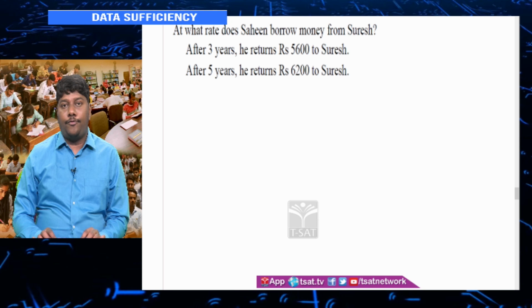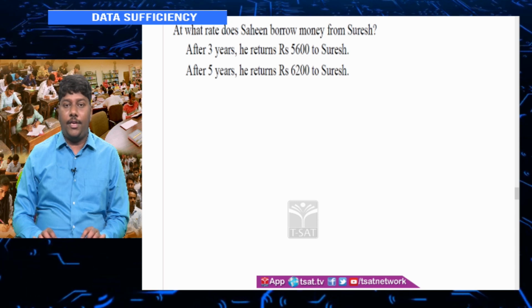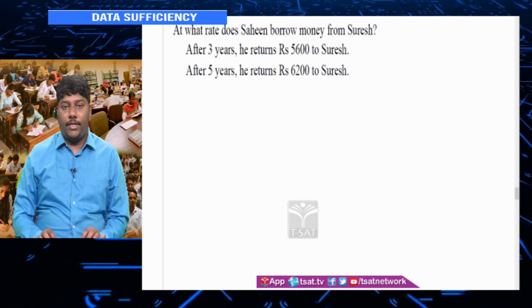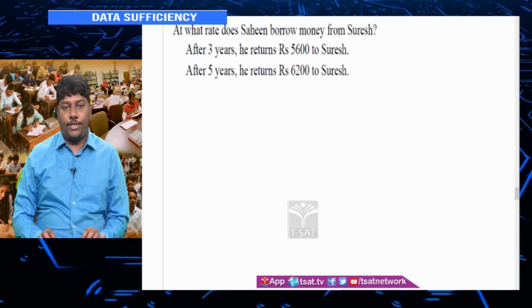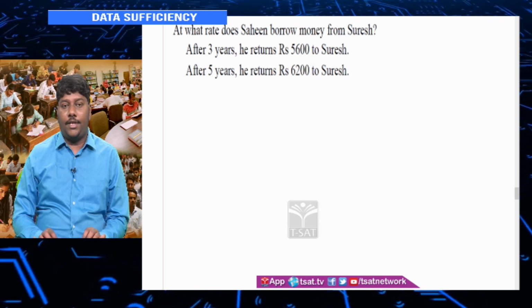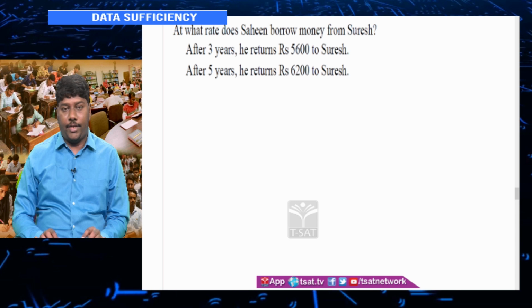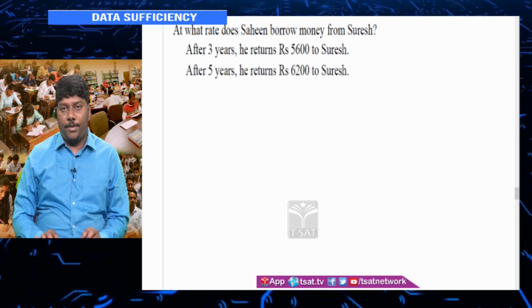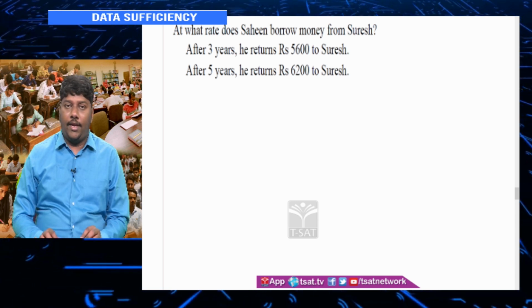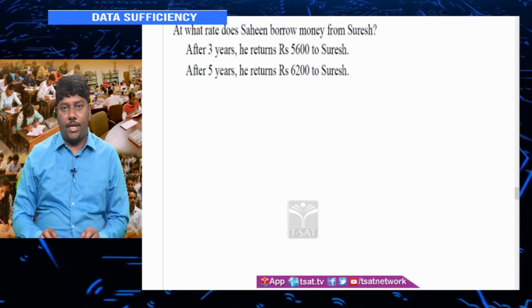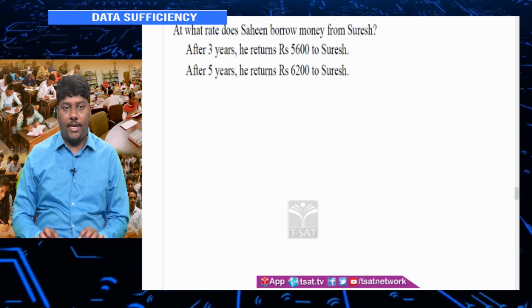At what rate does Shaheen borrow money from Suresh? Now he is asking you to find out the rate. After 3 years he returns 5,600 to Suresh. After 5 years he returns 6,200 to Suresh. In both the cases amounts are given. Statement 1 alone is not sufficient, statement 2 alone is not sufficient, so just combine and check it.